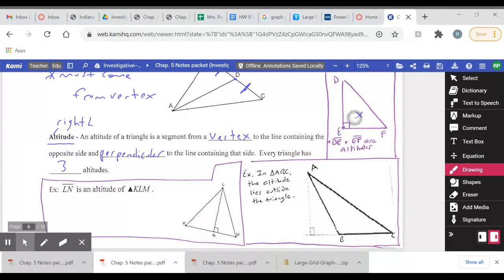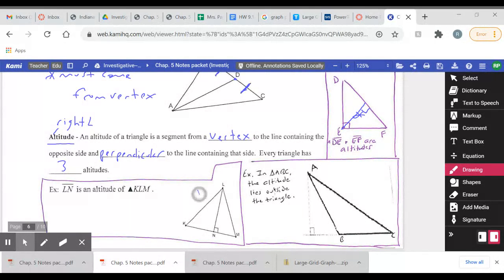So if we see this one up here, that is a right triangle, triangle DEF. Well, the sides of the right triangle are altitudes from D to line EF, then DE is an altitude. From point F to line DE, that side of the right triangle is an altitude. If I want to draw the third altitude, it would be something like that, that forms a right angle.